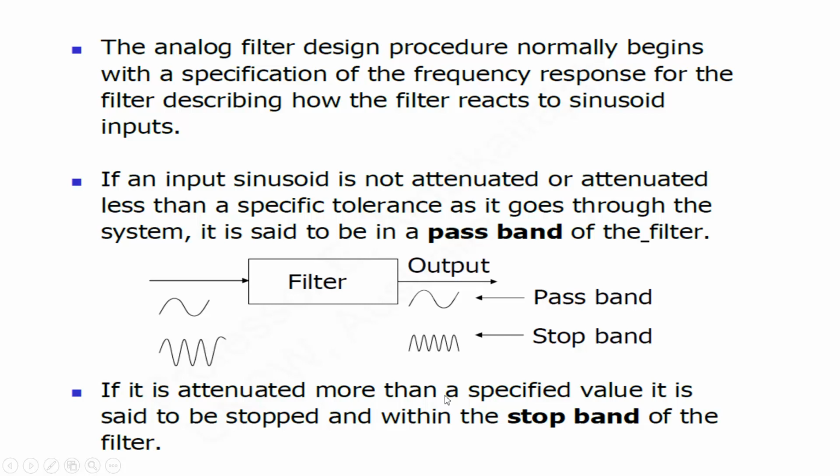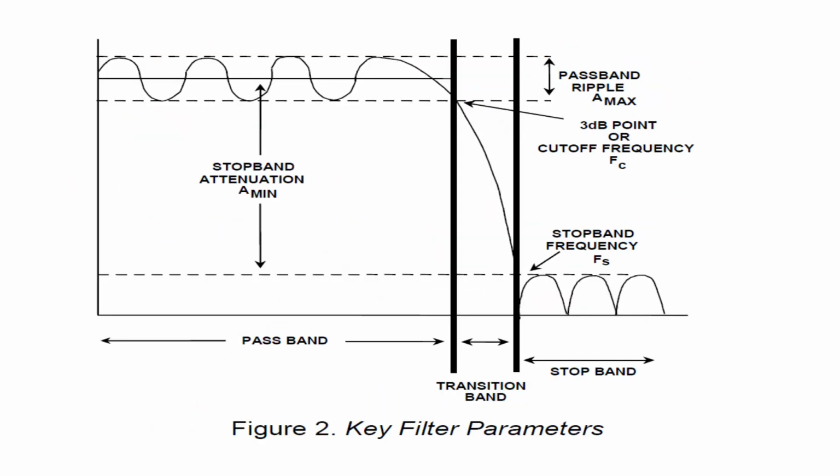Whereas if it is attenuated more than a specified value, it is said to be stopped and within the stop band of the filter. For example, if you look at the diagram, this smaller frequency falls in the pass band, whereas the high frequency is stopped and falls in the stop band. This is the kind of low pass filter explanation given in the diagram. Now, this diagram shows the key filter parameters.